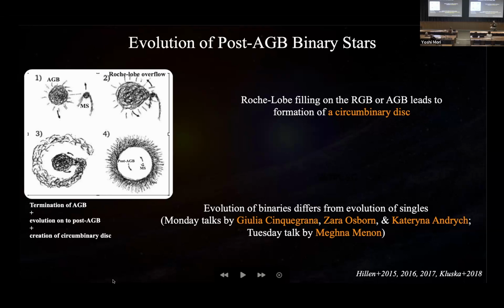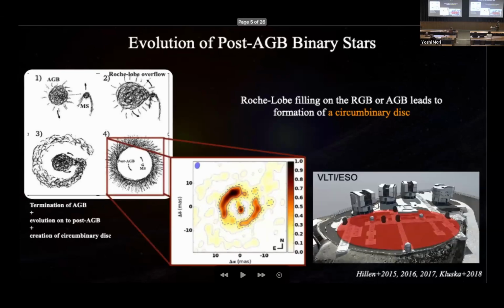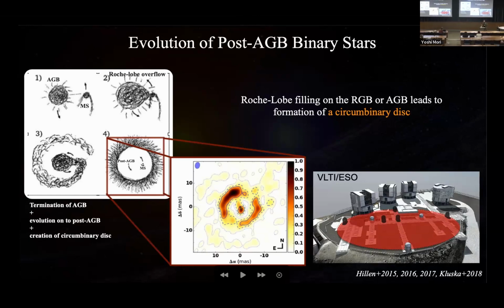When one of the components in the binary system evolves up the giant branch, it may overfill its Roche lobe, which leads to mass ejections into the circumstellar environment, where this matter forms a stable circumbinary disk. This is confirmed by the direct and interferometric imaging observations conducted in the last decade with VLTI and ALMA facilities.